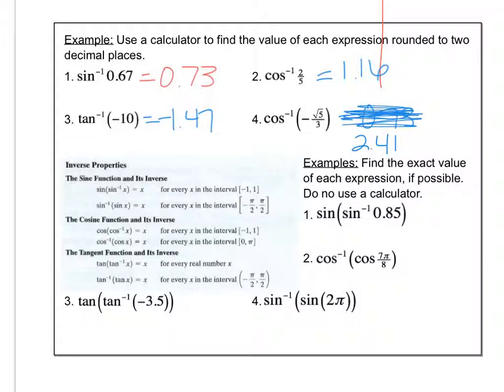Alright, so questions on that section? That should be pretty straightforward. That's like 8 of your problems tonight. Yay. Easy.